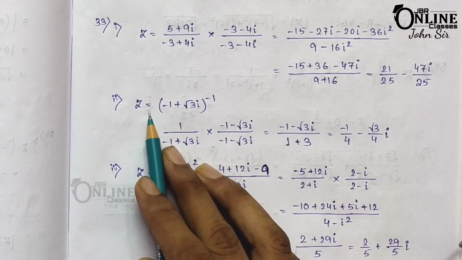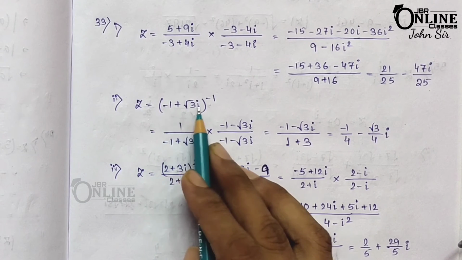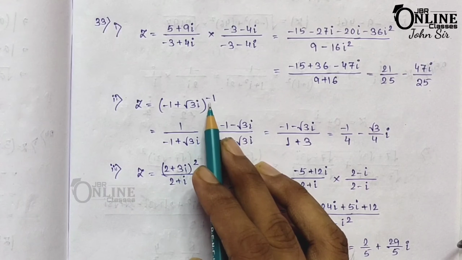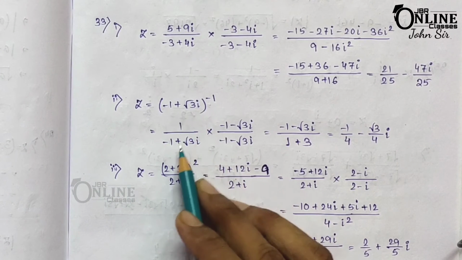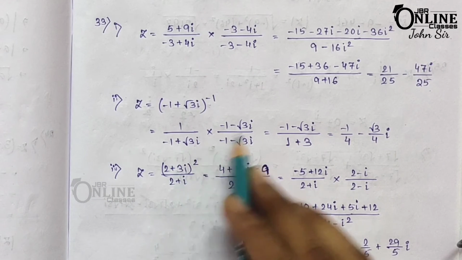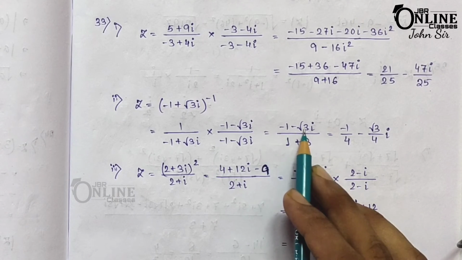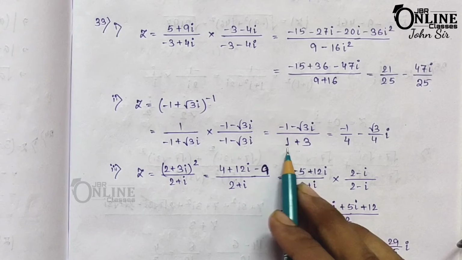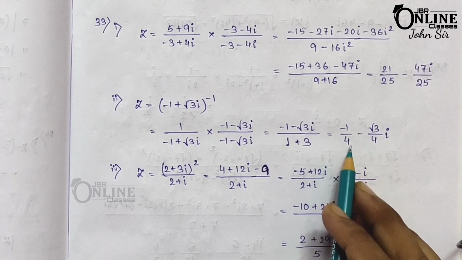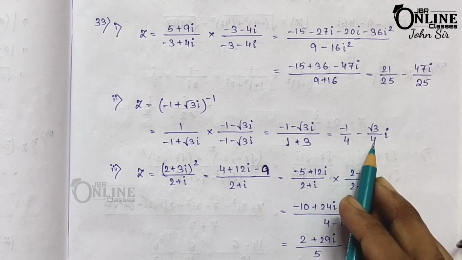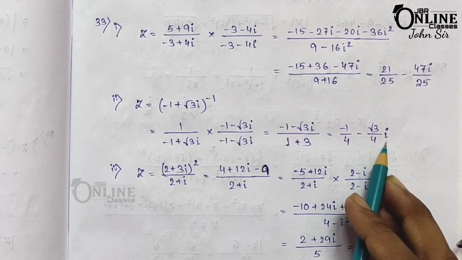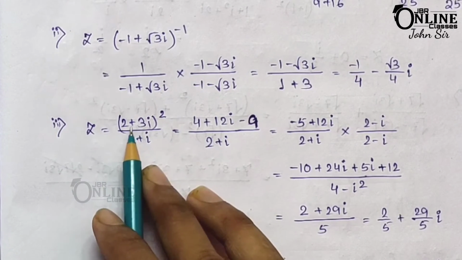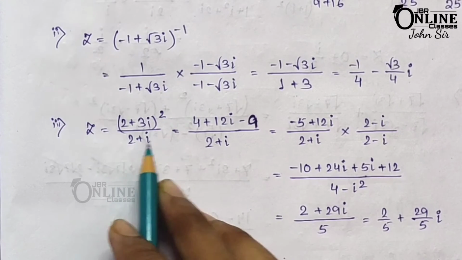Second one, z equals minus 1 plus root 3i to the power minus 1. Now to the power minus 1, that means you can write this as 1 by this one. Now multiply with the conjugate, then the upper one will be this one and the lower one will be the a square plus b square formula. So it will be 1 plus 3, so minus 1 by 4 minus root 3 by 4i is your answer. Now the third one, z equals 2 plus 3i whole square by 2 plus i.